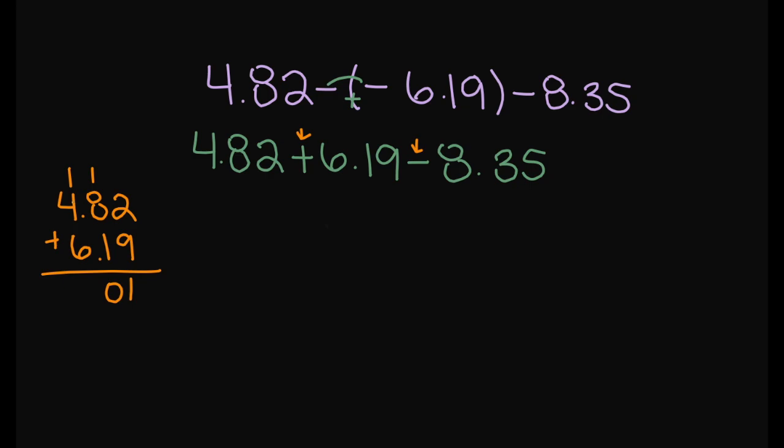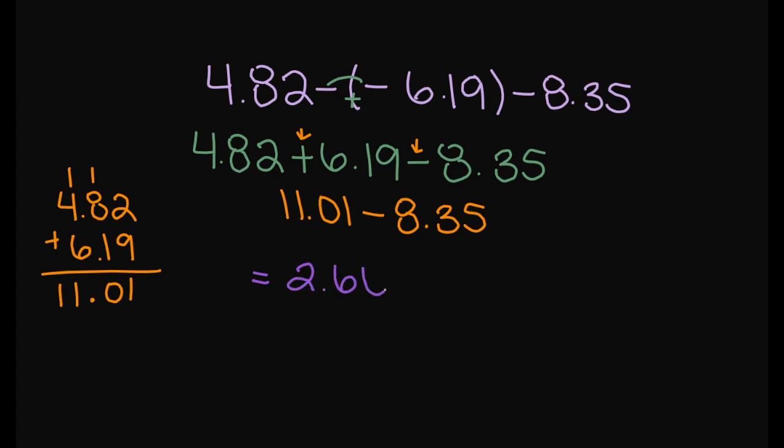1 plus 4 is 5. 5 plus 6 is 11. So you're going to get 11. You're going to bring this decimal down here. 11.01. So 11.01 minus 8.35. And when you subtract these two, you're going to get a positive 2.66 as your answer. So your final answer here is 2.66.